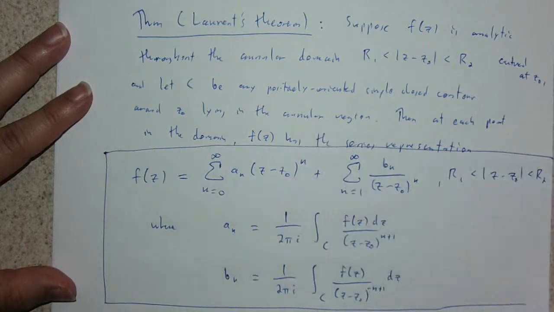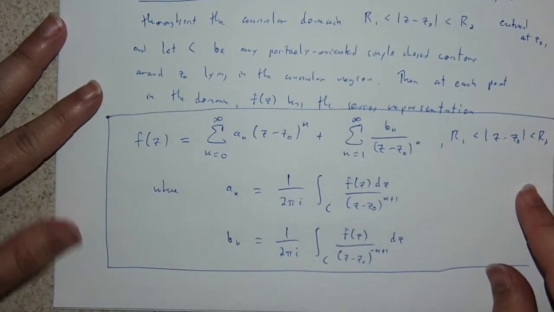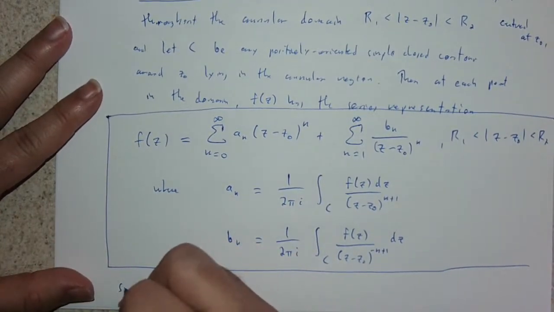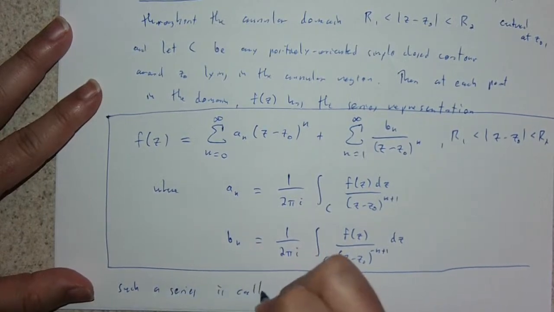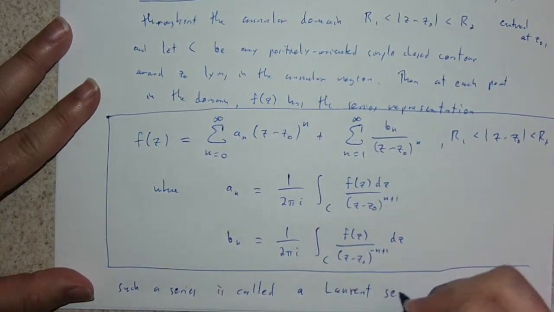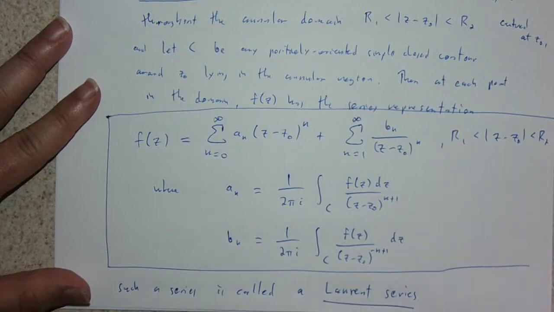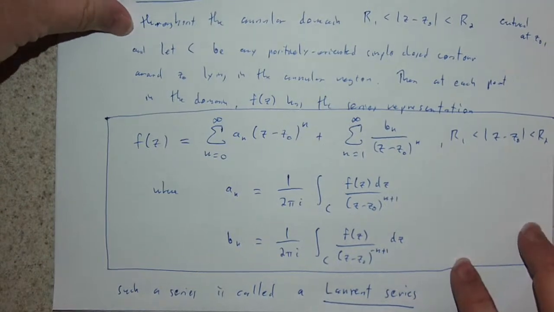This way of writing f of z is called the Laurent series expansion. So such a series is called a Laurent series. All right. Now, we actually have a more compact way of writing this.